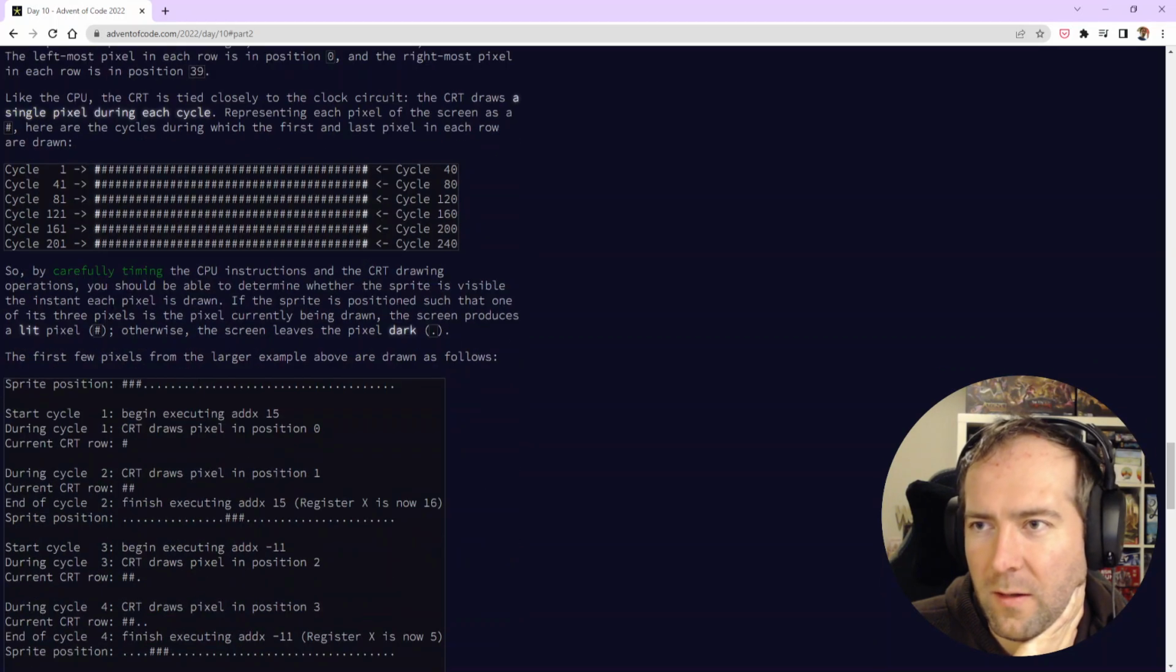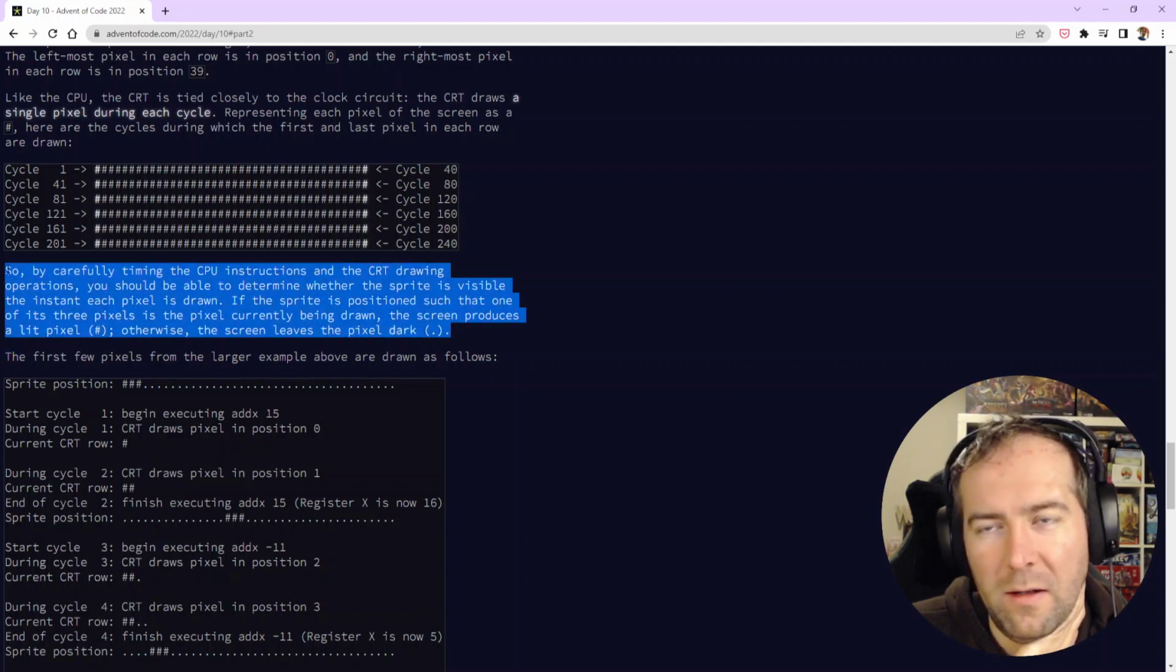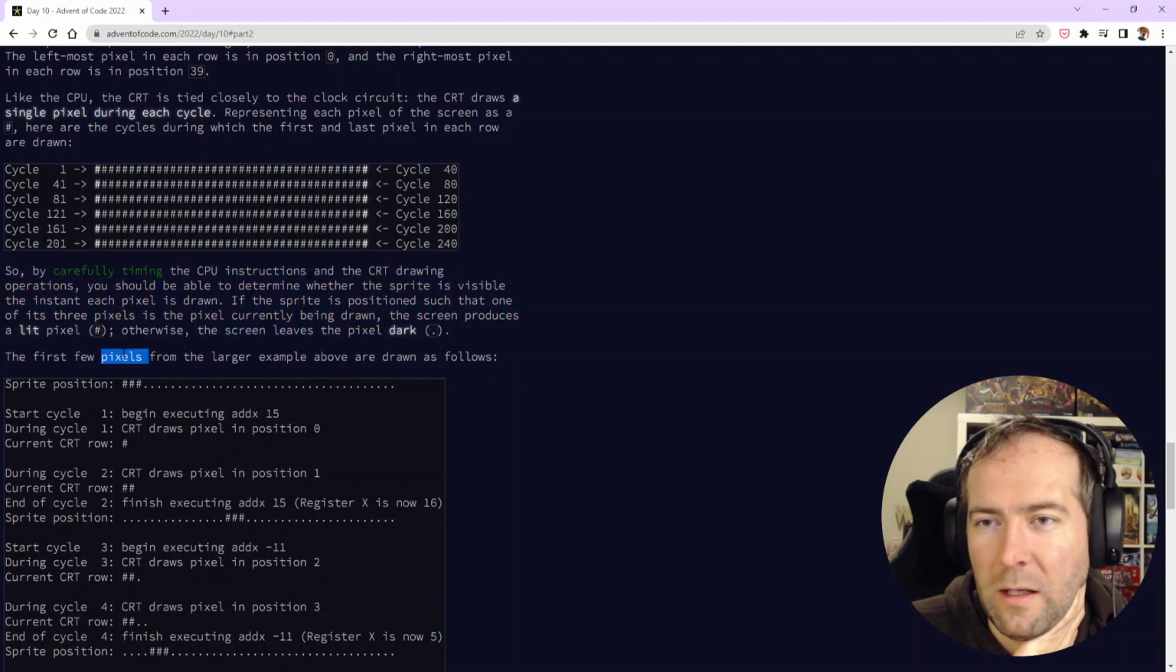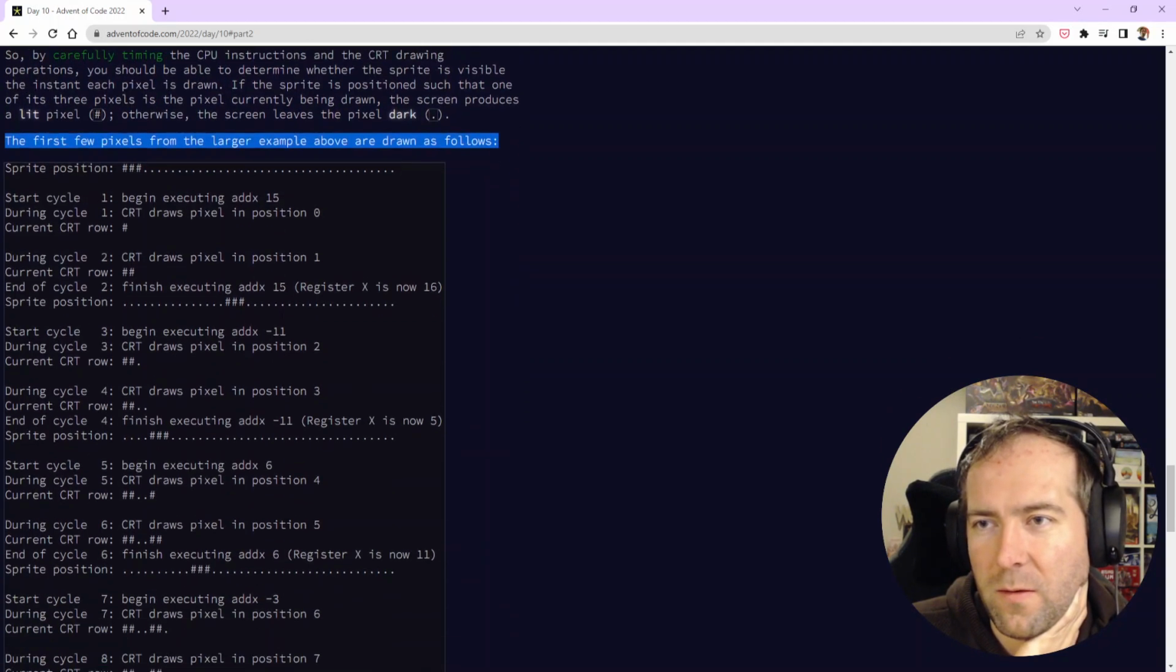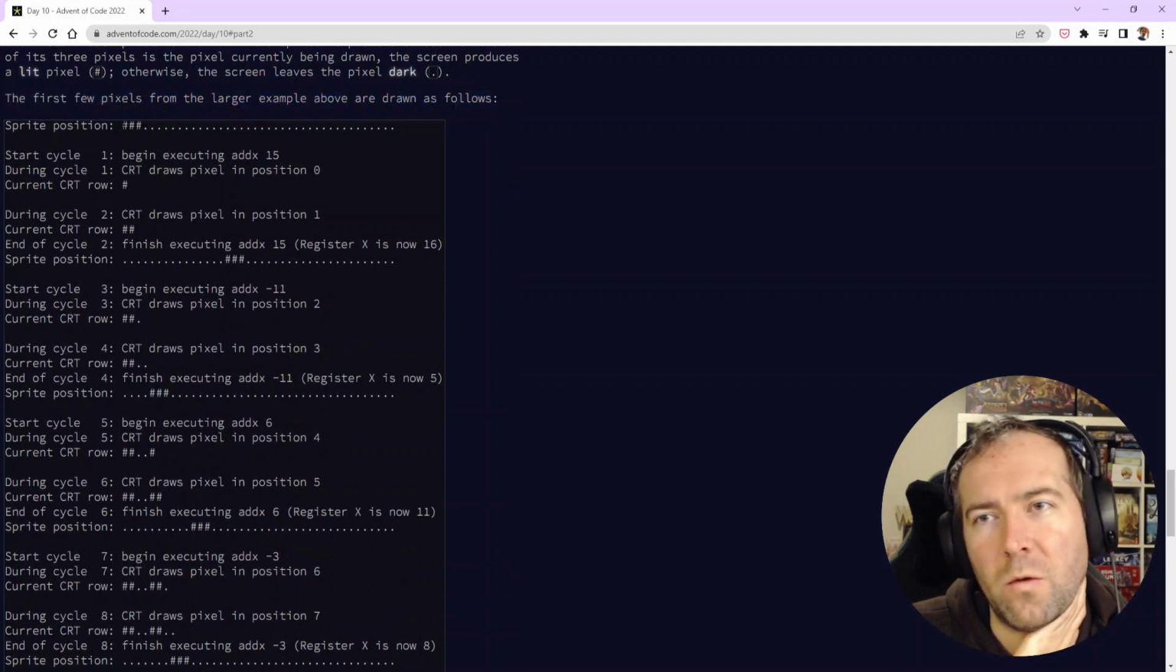Okay. I need to see the example. So if the sprite is positioned such that one of its 3 pixels is the pixel currently being drawn, the screen produces lit, otherwise the screen leaves the pixel dark. That is very cool. The first few pixels from the larger example above are drawn as follows. So sprite starts at 1. And we have our cycles.